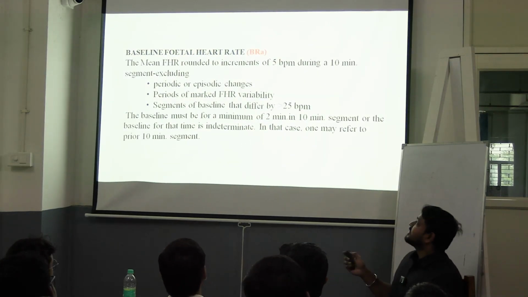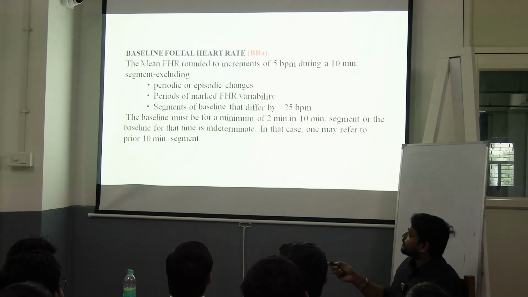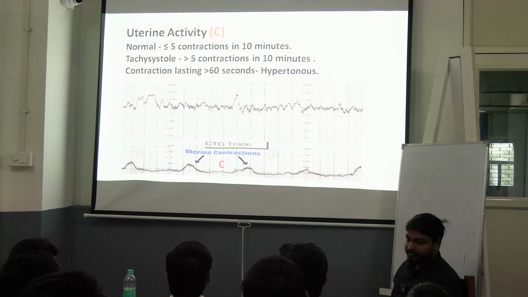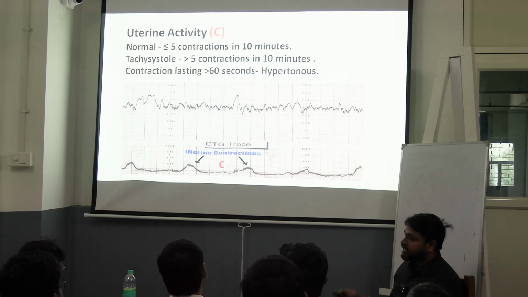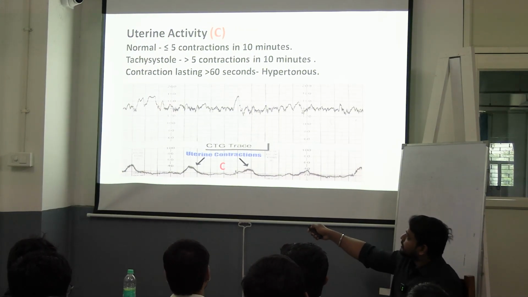So C is done. Next is BRA, baseline fetal heart rate. I told you the normal fetal heart rate is 110 to 160. How will you calculate the baseline? Very easy. See, you should try to draw a line.